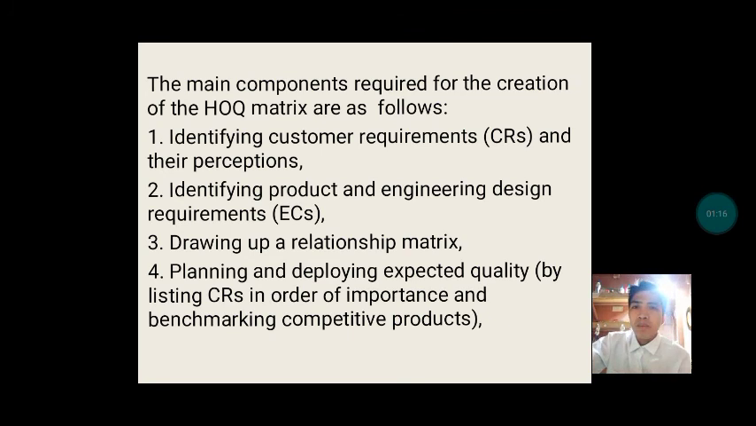Number 4 is planning and deploying expected quality by listing CR in order of importance and benchmarking competitive products. Number 3 and 4 are the same since it is still about planning and drawing. We can plan even if there is no drawing yet. The effective quality or CR is important in the house of quality.